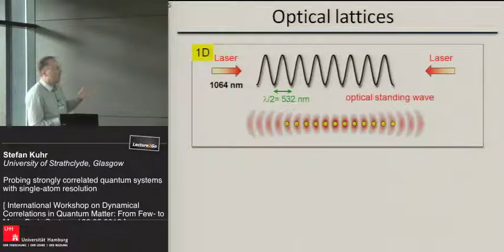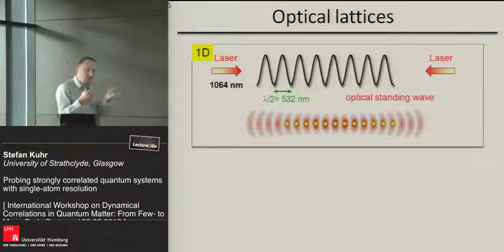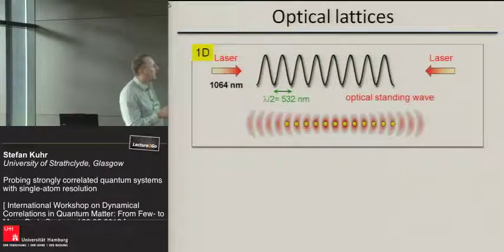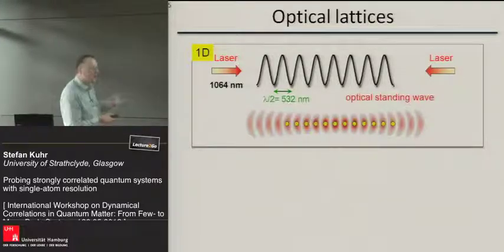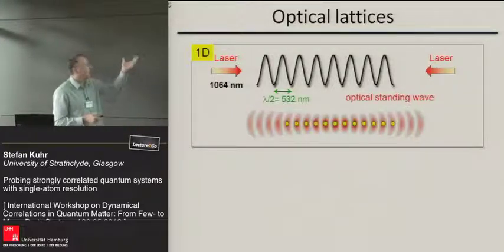Here you can already see one of the difficulties when one wants to resolve individual lattice sites, as the spacing is only 530 nanometers, compared to the fluorescence resonance wavelength, in our case of rubidium atoms, of 780 nanometers.